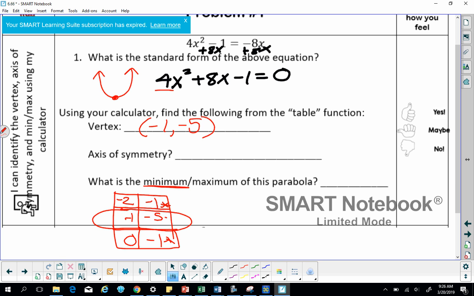What is my axis of symmetry? Good. X equals -1. Make sure it's an equation. Remember, axis of symmetry is the equation that splits it in half. It's always the x coordinate of your vertex. The minimum is your y. So it's a minimum because it's positive, and my y would be -5.